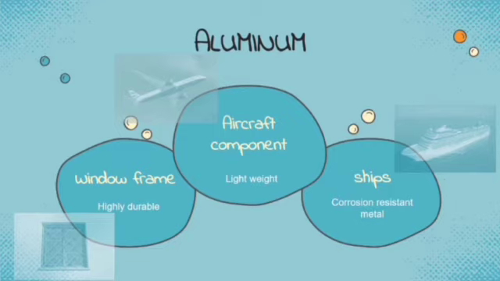After that, aluminium is used in aircraft components because aluminium is lightweight, so the aeroplane does not use more energy to fly. Okay, the last one is aluminium used to build a ship. It is used to build a ship because aluminium is a corrosion-resistant metal. Although seawater is salty, the body of the ship can still stay in good condition.